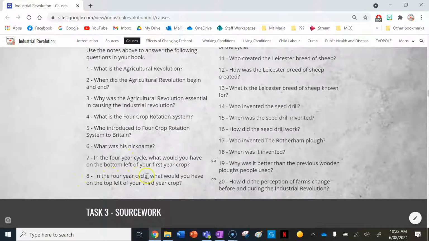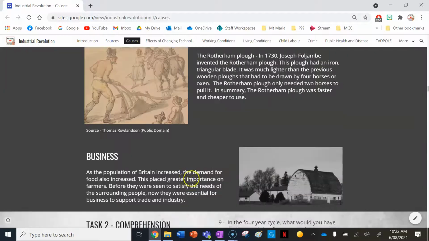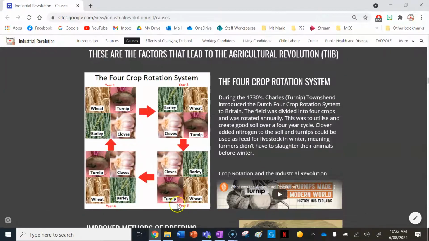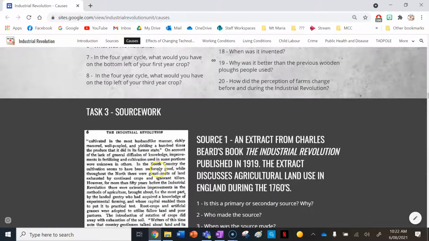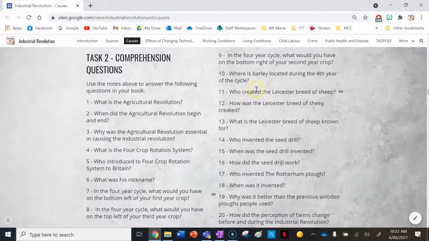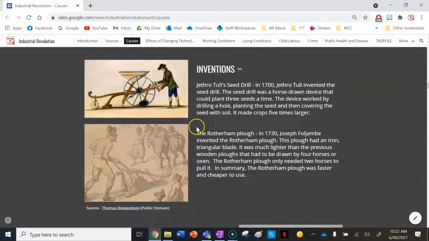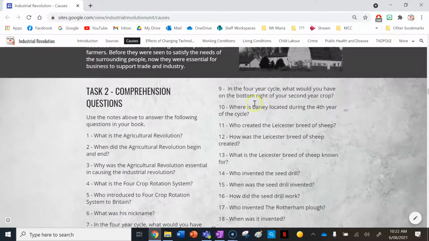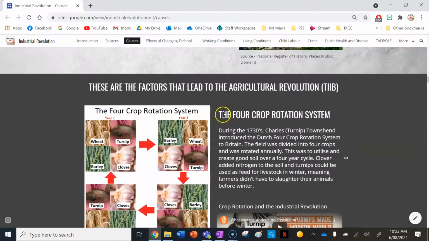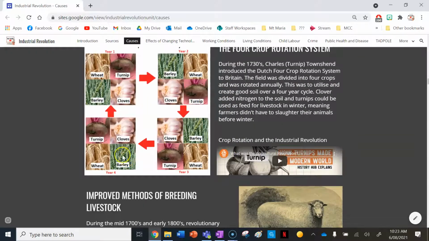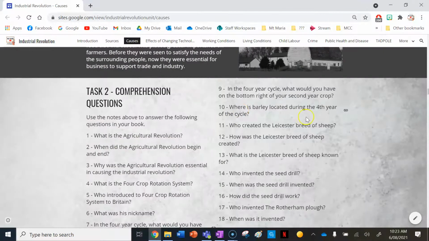Number 8, in the 4-year cycle, what would you have on the bottom left of your 3rd-year crop? So our 3rd-year crop is down here, would be turnips. Already up to number 9. In the 4-year cycle, what would you have on the bottom right of your 2nd-year crop? We would have turnips again, because it rotates clockwise, so a little bit tricky but helpful for your understanding question there. Number 10, where is barley located during the 4th year of the cycle? So barley is now in the bottom right of the 4th year cycle.